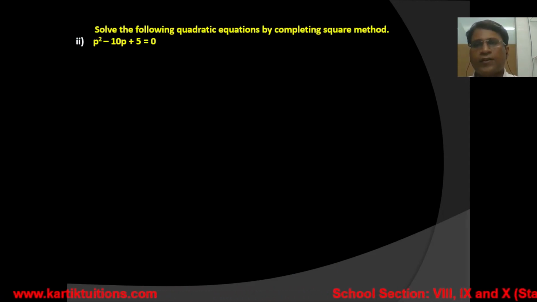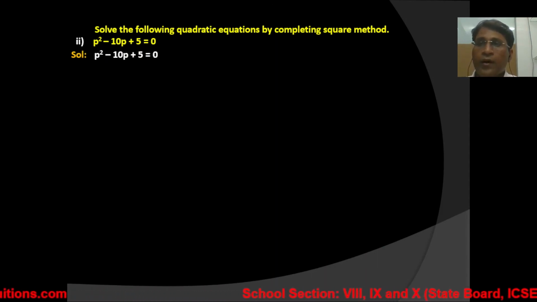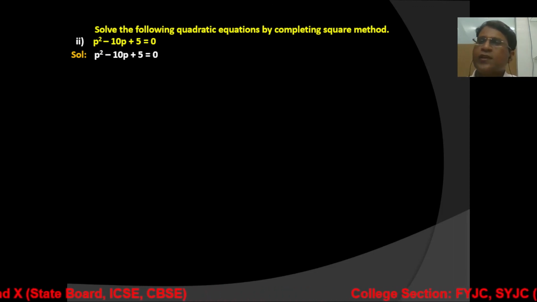I have taken the question p square minus 10p plus 5 is equals to 0. Now first step is to write the given equation as it is. So we'll write it. Now first step is what? Check the coefficient of the square term. It has to be 1. Now here our square term is p square and the coefficient is 1. So our first step is over.